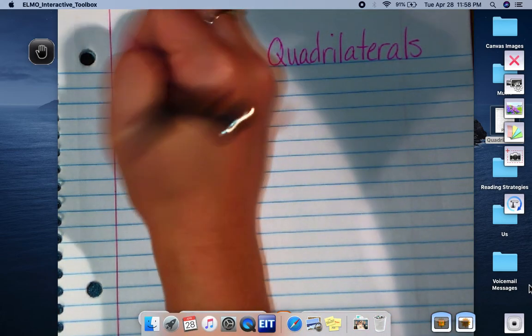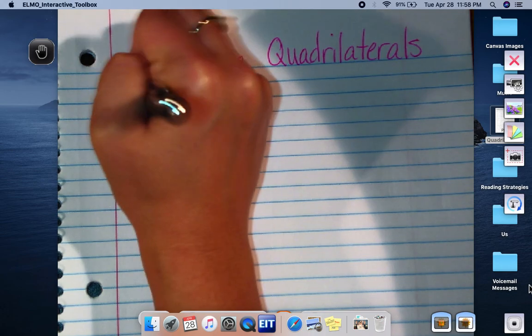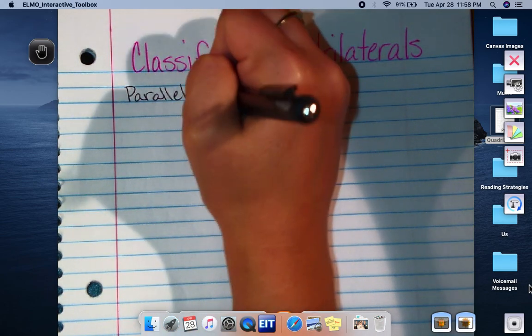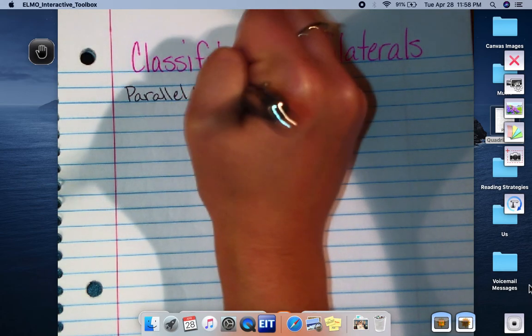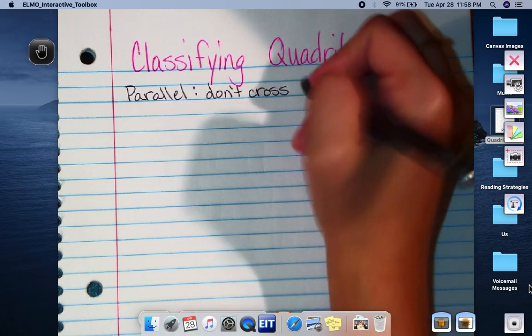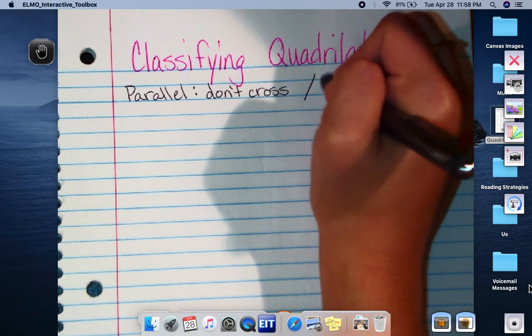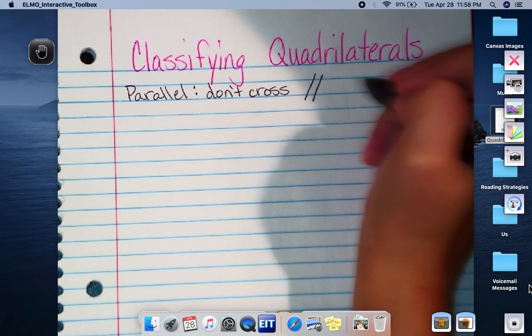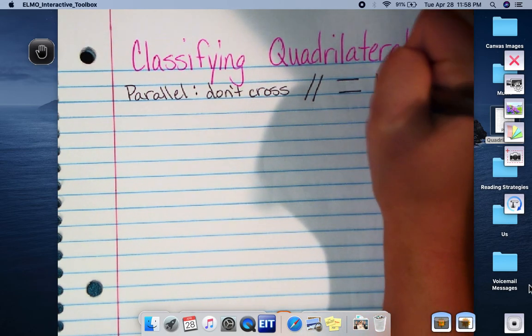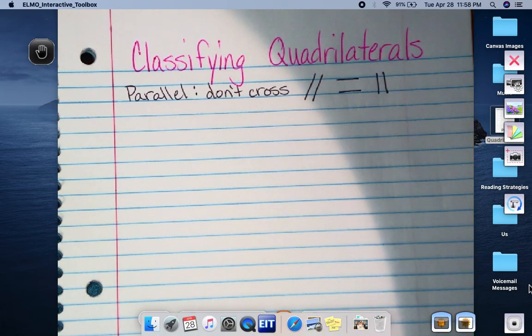If lines are parallel, that means that they don't cross. They will never cross. So remember, an example of parallel lines is like that. They're never going to cross. They could be like this, they could be like this, but they will never cross. That's what parallel means.